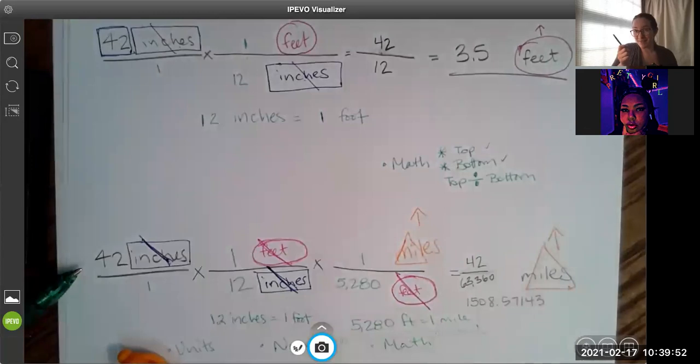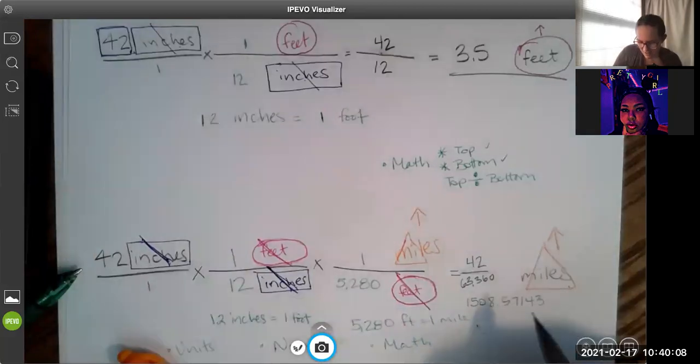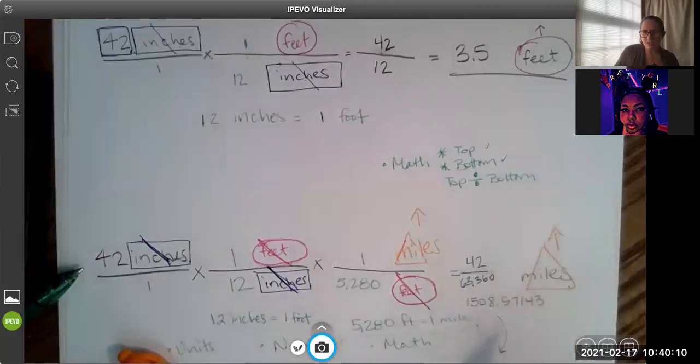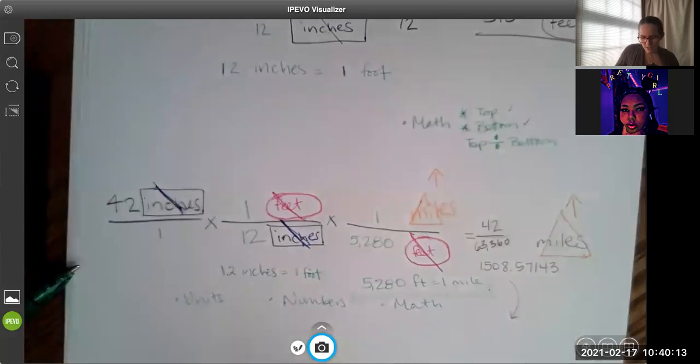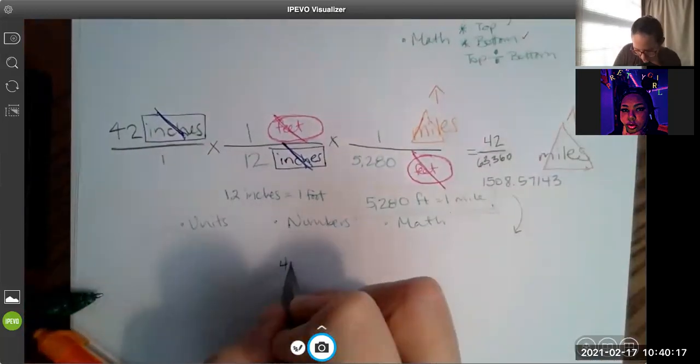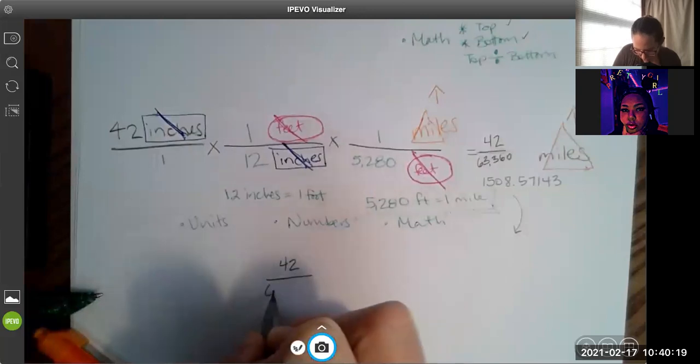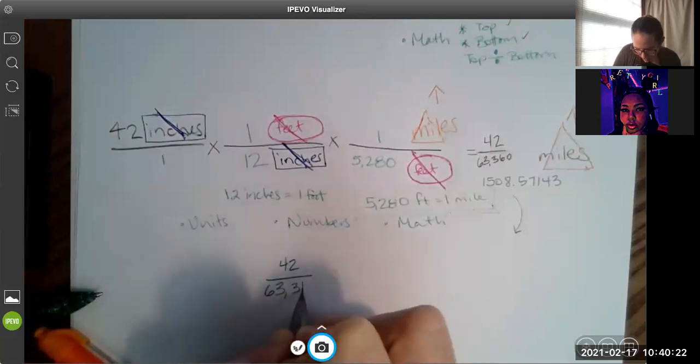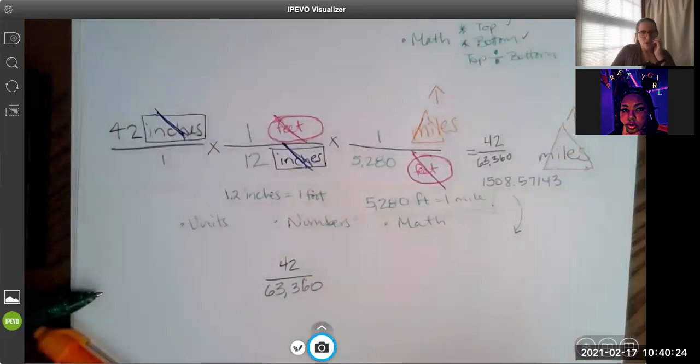Do you see it? Yeah. It went away, then it came back. But yeah, I see it. There's kind of two things here. We can type in what we've got, which is 42 divided by 63,360. I think this is the right answer.